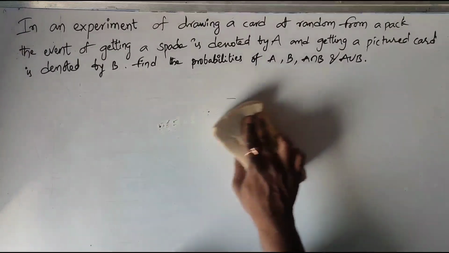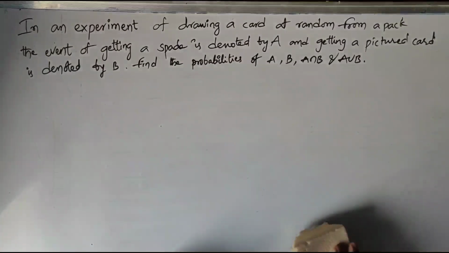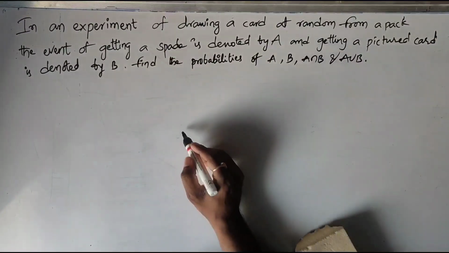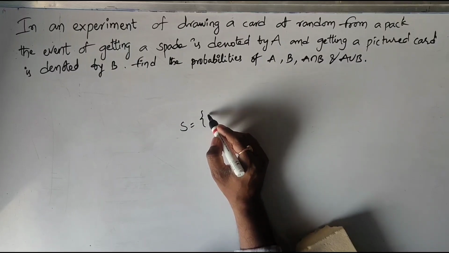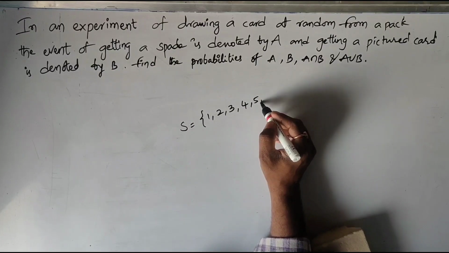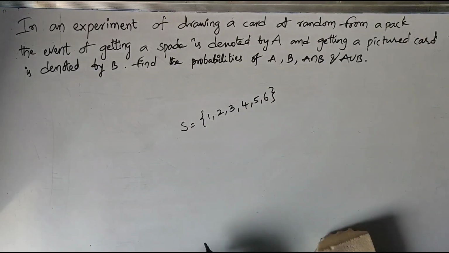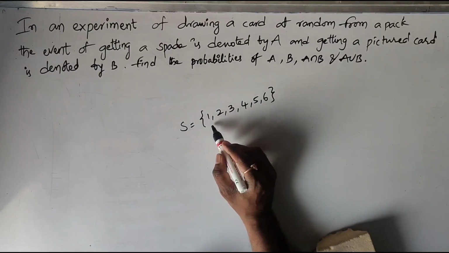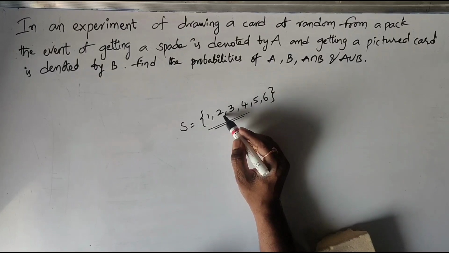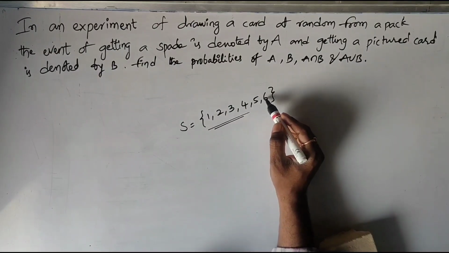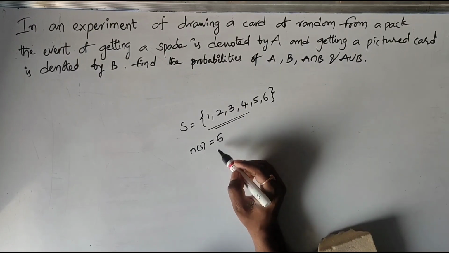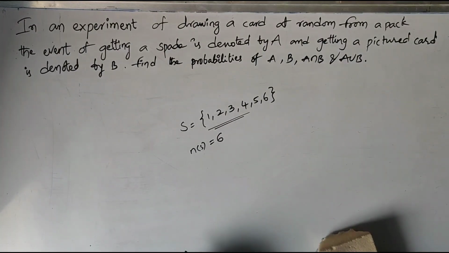Next, see here. One more example I will take for probability: throwing a die. The total possibilities are 1, 2, 3, 4, 5, 6. When you throw a die, we get either 1 or 2 or 3 or 4 or 5 or 6. So N of S equals 6. Clear? Total possibilities are 6.